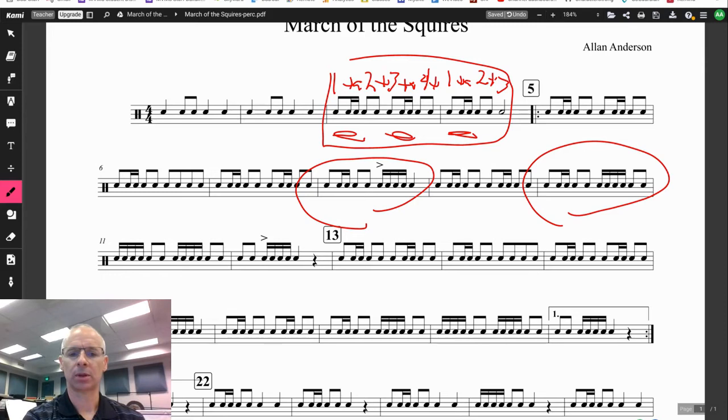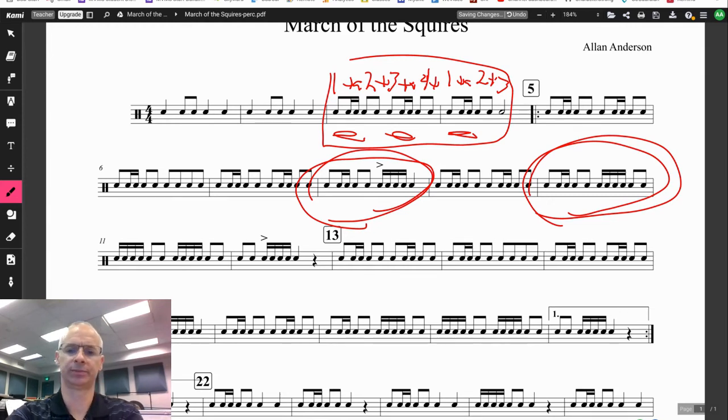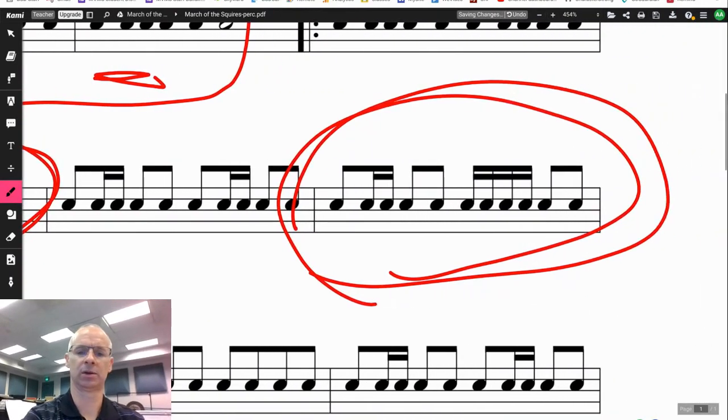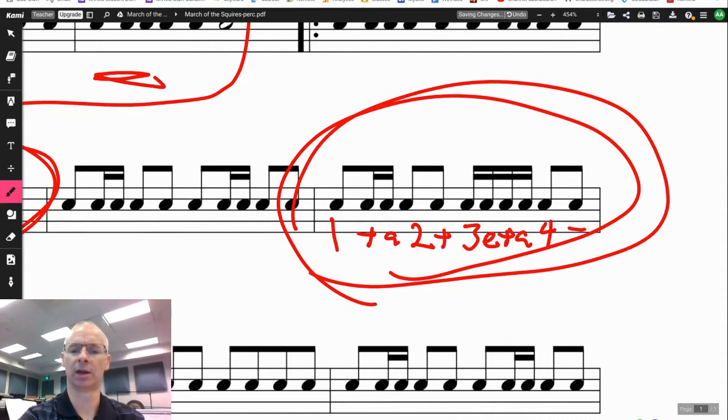So, in the second line here, we've got places where there are both patterns. T ticka t t ticka ticka ta, t ticka t t ticka ticka t t. Or if we counted these patterns out, I don't know if it's right so small, 1 and a 2 and 3E and a 4. And this other pattern over here, 1 and a 2 and 3E and a 4 and.